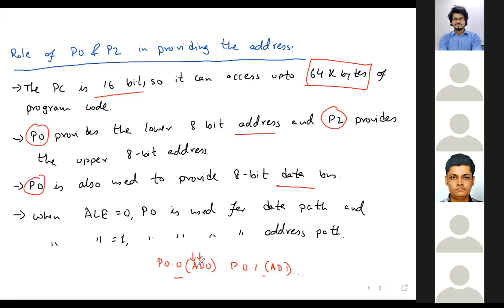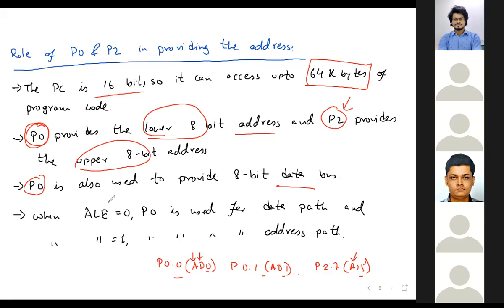So we need to know when P0 provides what. P2 is written simply, say P2.7 is written as A15 and so on. That means it is only an address pin. Look at the numbering: this is 0, 1, and this is 15. So P0 provides the lower 8 bits of the address, and P2 provides the upper 8 bits of the address. P2 can only provide the address, not the data, which is why it is written as A15 or A14 and so on. But P0 provides both address and data, so how do we understand when it provides what?